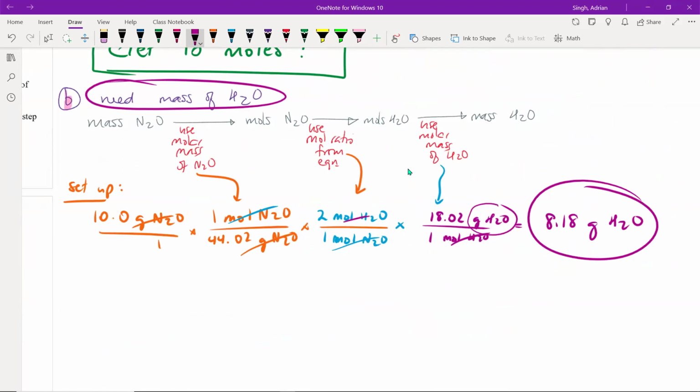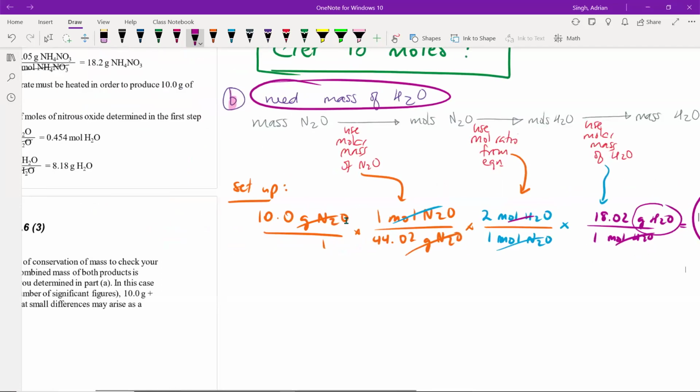So, similar types of steps. We need to get to moles first. Then we can use the mole to mole ratio. And then if we need to, we can convert the moles of whatever it is that we found back to grams by using the molar mass of that substance.